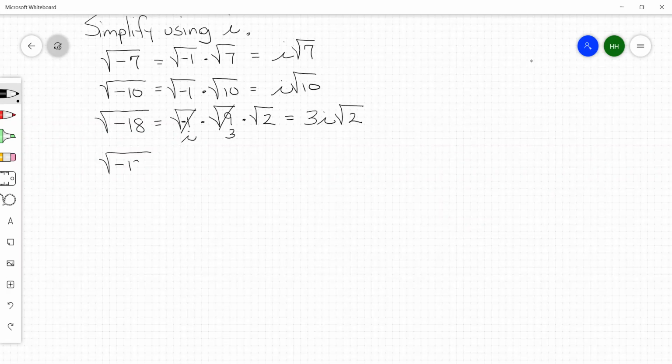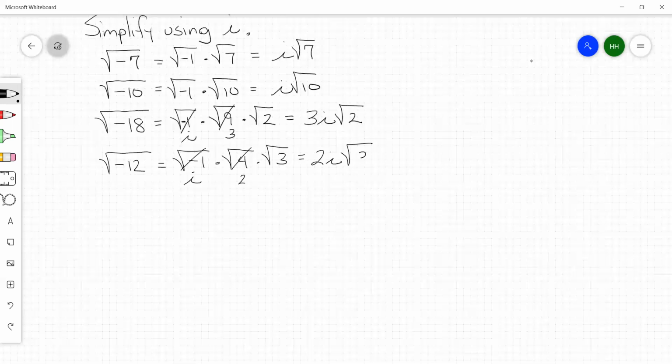Square root of negative 12 is equal to the square root of negative 1 times the square root of 4 times the square root of 3, because 4 times 3 is equal to 12. So the square root of negative 1 simplifies to i. The square root of 4 simplifies to a 2. So in simplest form, we've got 2i times the square root of 3.